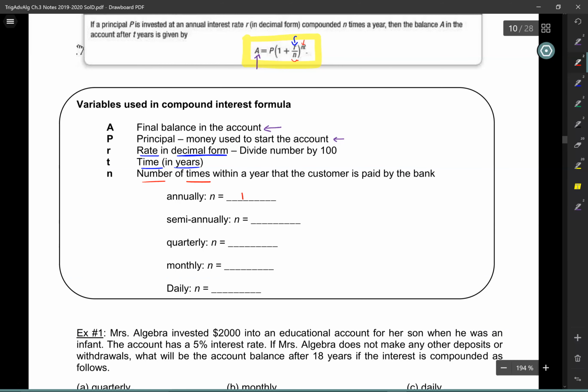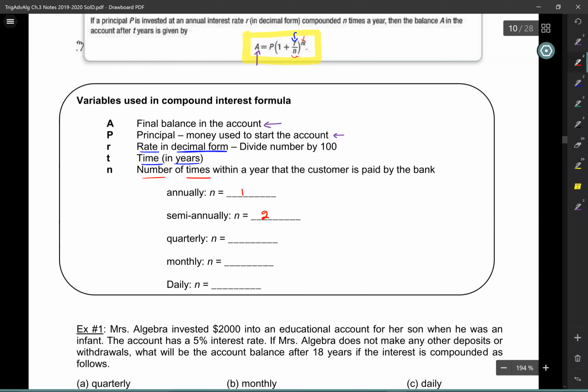Semi-annually, how much is N? 2. Quarterly, N is 4 because there are 4 quarters in the year. Monthly, 12. Daily, 365. The one thing that's not on here is weekly, and I get asked every single year, what's weekly? How many weeks are in the year? 52. You're going to remember that. 52 weeks in the year.